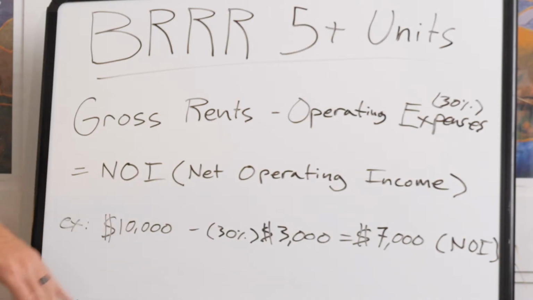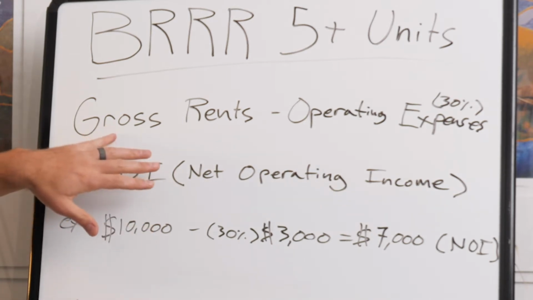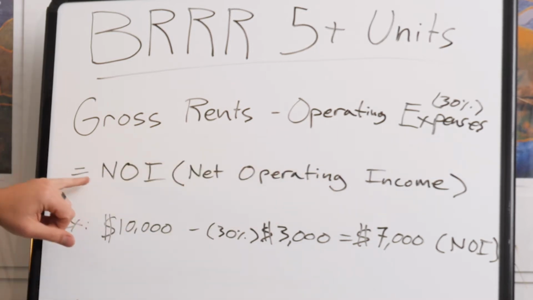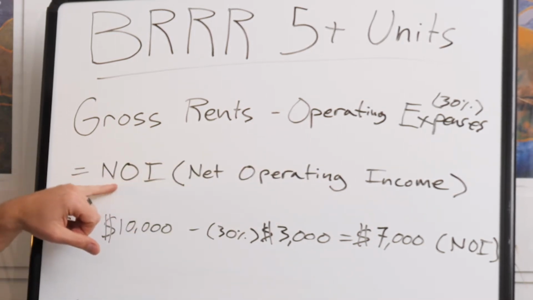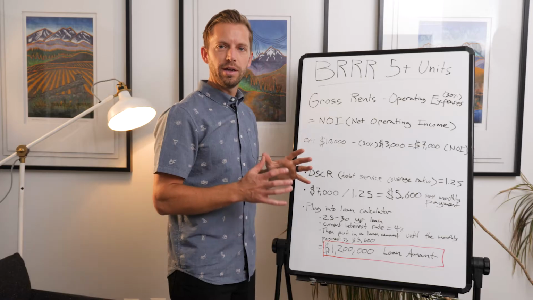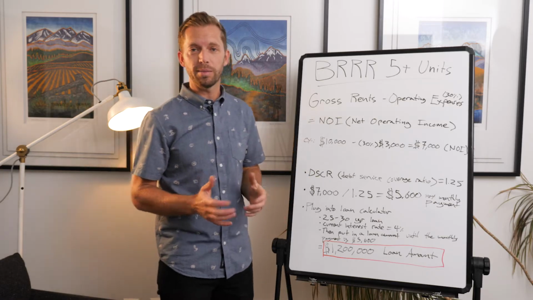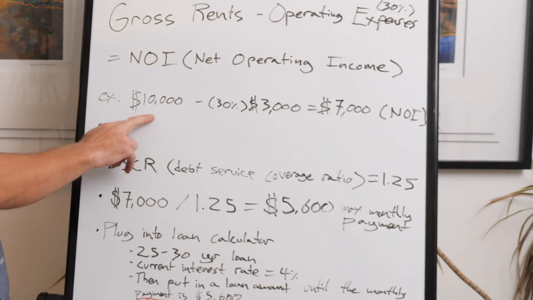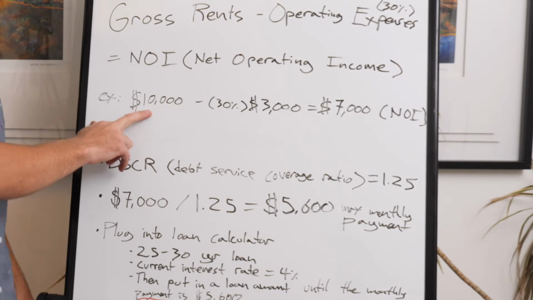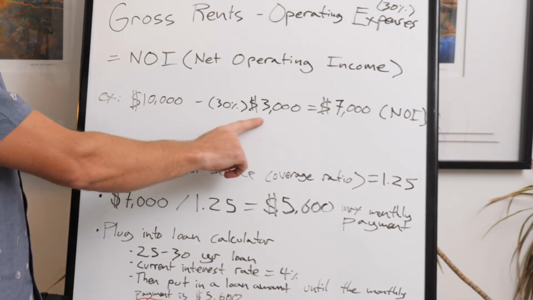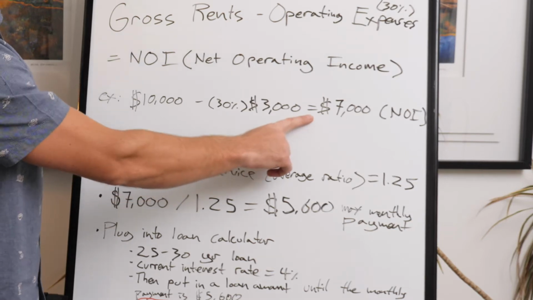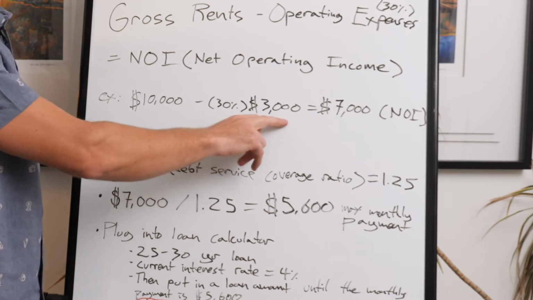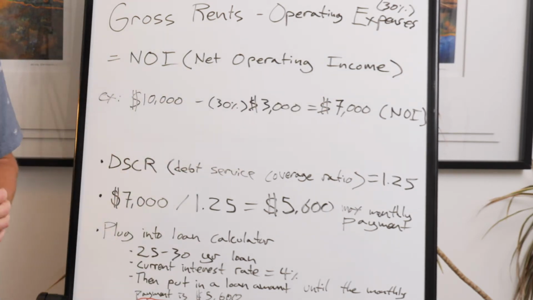So, for example, what you do is you take your gross rents, you minus your operating expenses, which will then give you your net operating income, or your NOI. That's a very common number that you're going to look at when looking at multifamily. In our example, if we're making $10,000 a month in rent, we're going to take out 30% expenses, which is $3,000 per month. That gives us our NOI of $7,000. Simple math: $10,000 minus $3,000 gives you $7,000. That's your net operating income in this scenario.